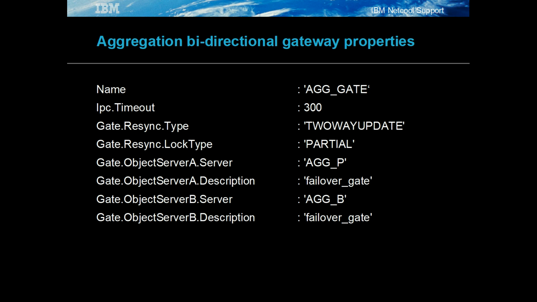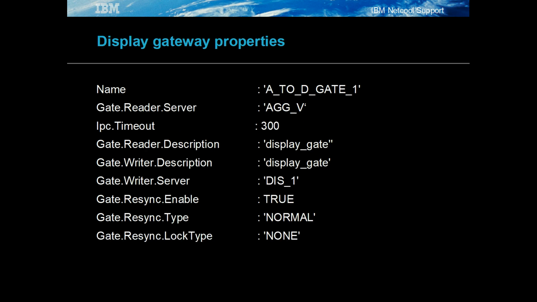The setting of the object server connection descriptions is important, as these are used by the triggers in all three layers. The display layer gateway is designed to copy the contents of the aggregation layer to the display layer. It connects to the virtual aggregation object server and does not use any locks.